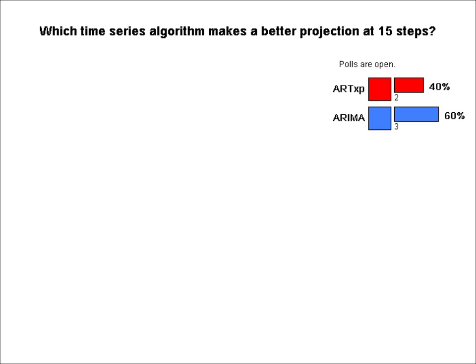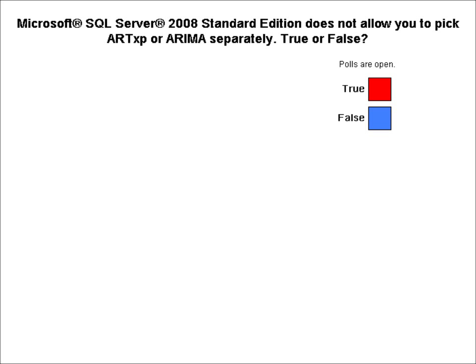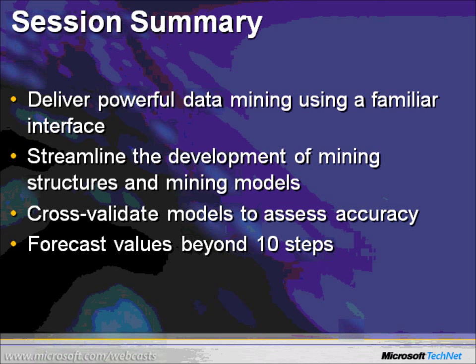Well, let's see how you do on this poll. Which time series algorithm makes a better projection at 15 steps? Well, there we go, ARIMA. That's what we talked about. Okay, and another poll for you. We talked about this. Standard edition does not allow you to pick, and it really should be blend. Yes, it's the blend that you can control, it's not pick, it's blend. Okay, great. Looks like we have some pretty good understanding of that.